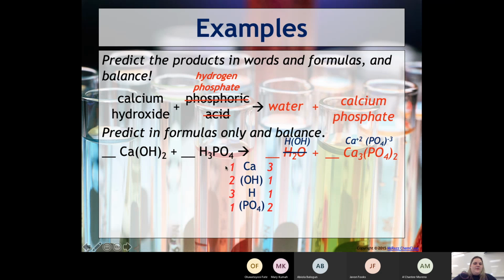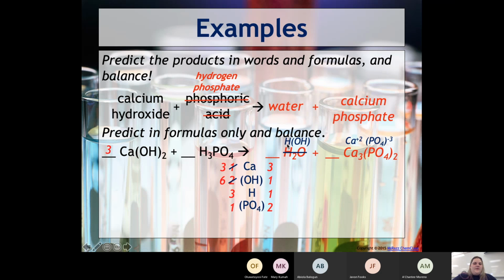And so I'm going to have to multiply the calcium by something over here. So I'm going to have to multiply it by 3, because that will make that match. But that 3 also affects this hydroxide. So the 3 is also going to multiply by the 2 we already had for hydroxide, and it's going to change it to 6.